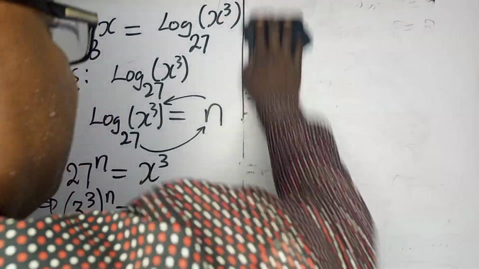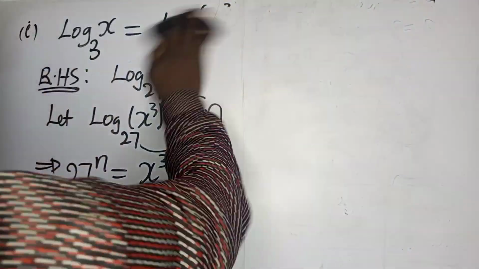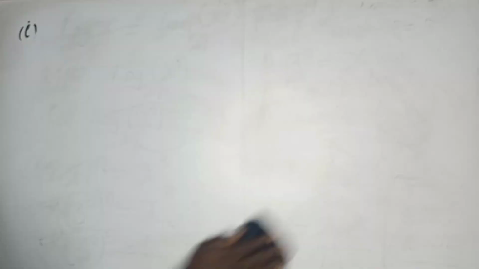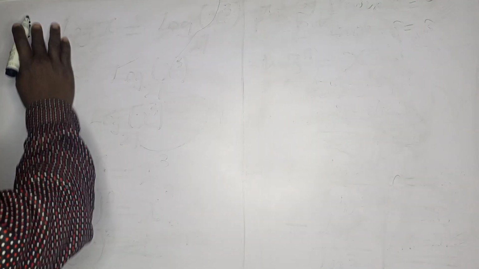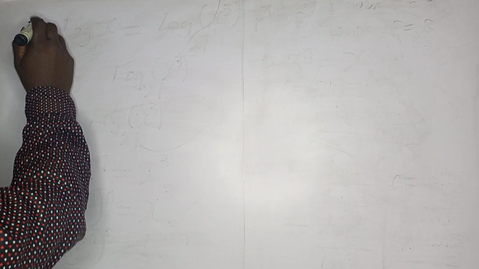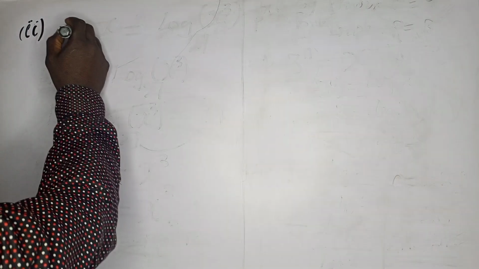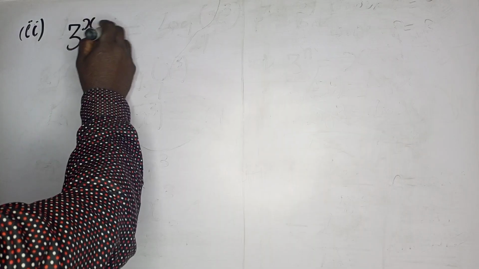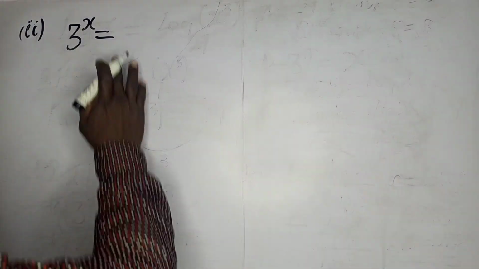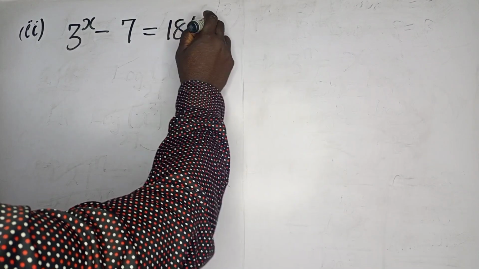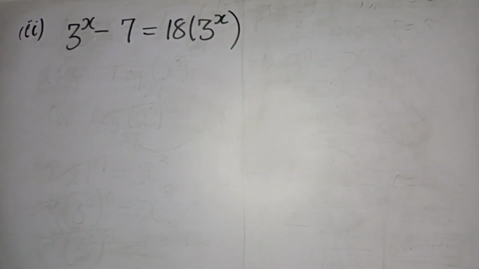Let's take the second part of the question. Second part, we are asked to find the real values of x for which 3 to the x minus 7 is equal to 18 multiplied by 3 to the negative x. Find the real values of x.